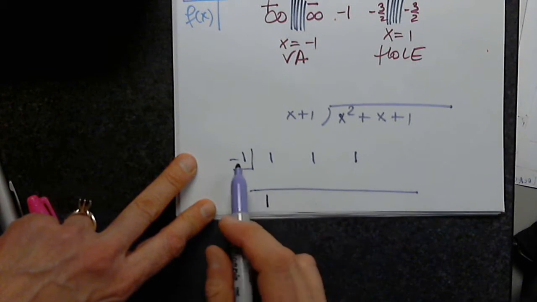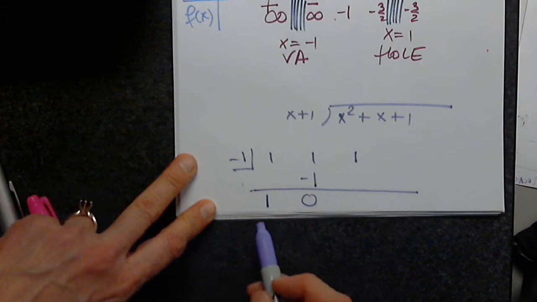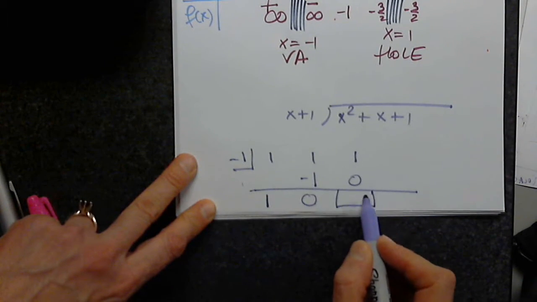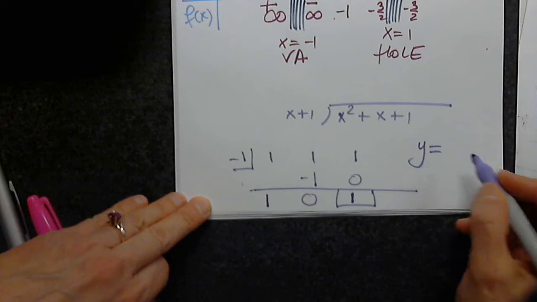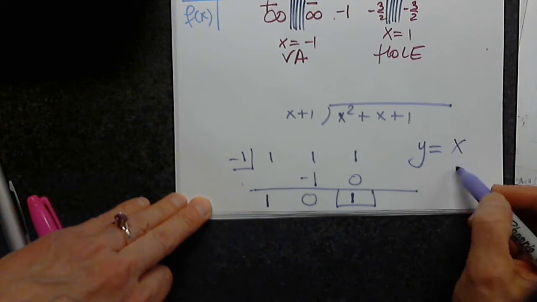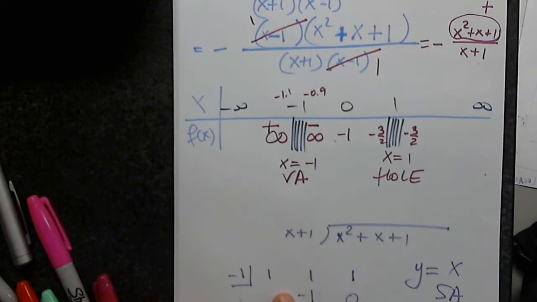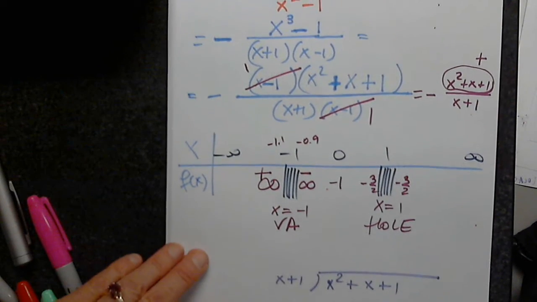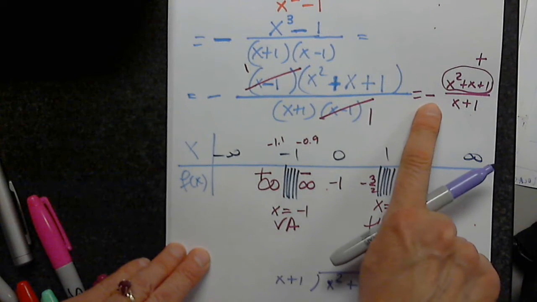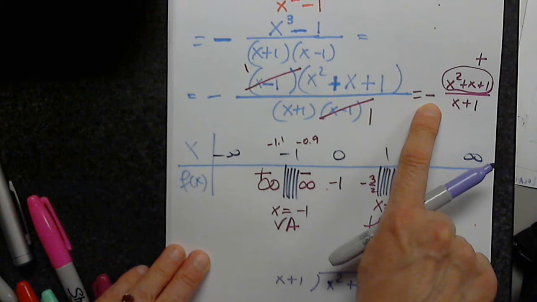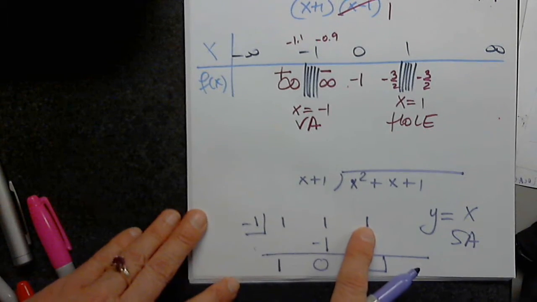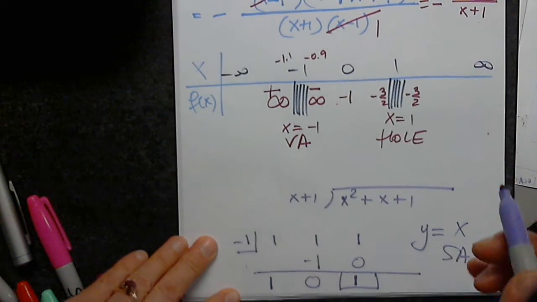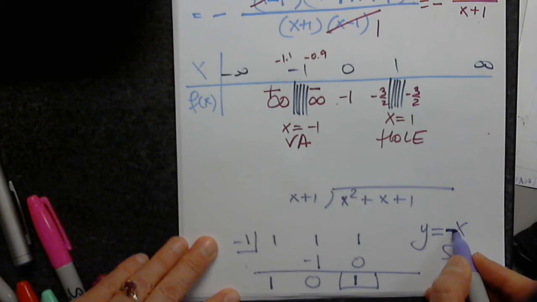So then 1, 1, 1. Bring down 1, -1, then 0, and then 0, and the remainder is 1. It appears that the slant asymptote is x. Now, be very careful, because I did not take this into account, right? I should have written -1, -1, -1. So it will be -x.